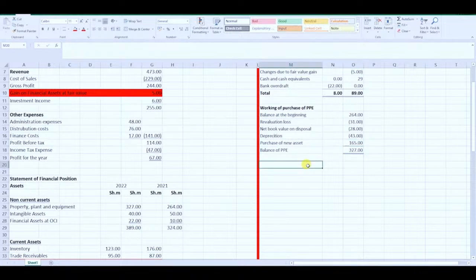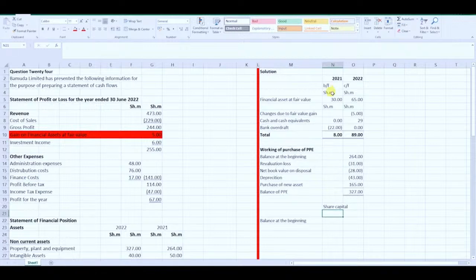So we can say here, balance at the beginning. So I skip over here. Balance at the beginning. What are we talking about? We're talking about share capital over here. So share capital. Once we have share capital over here, what are we talking about?